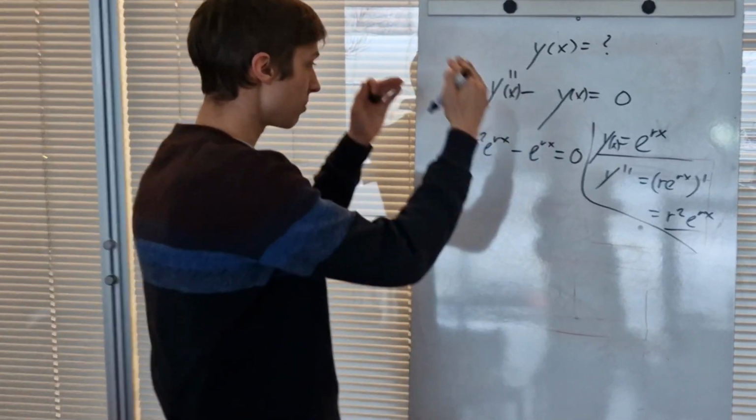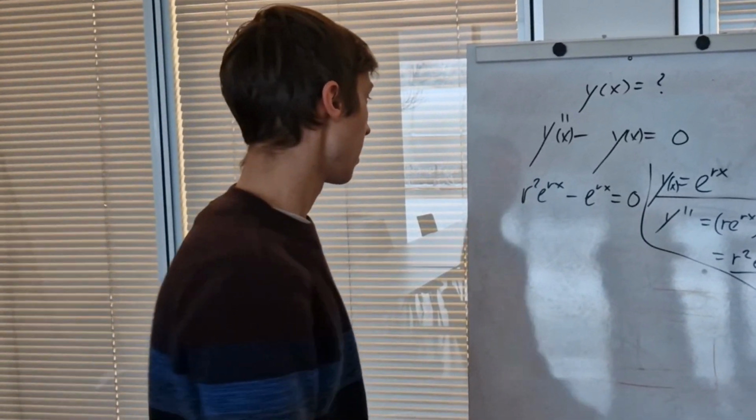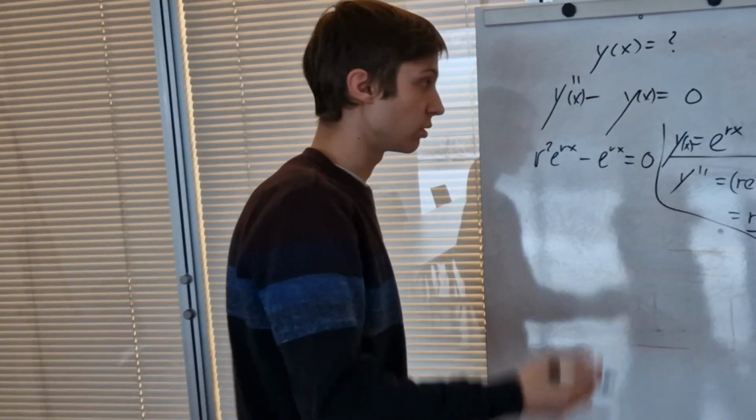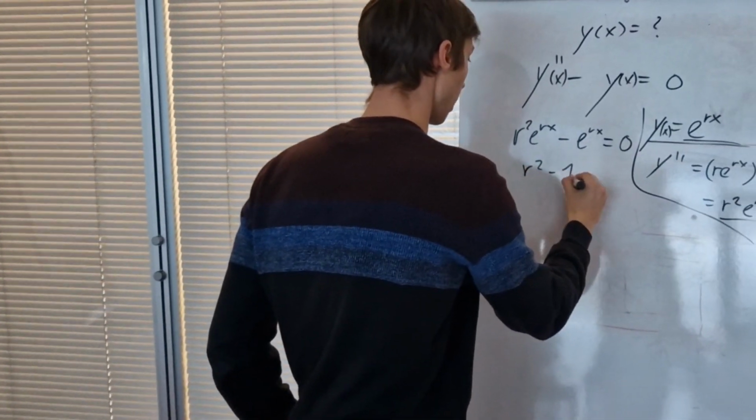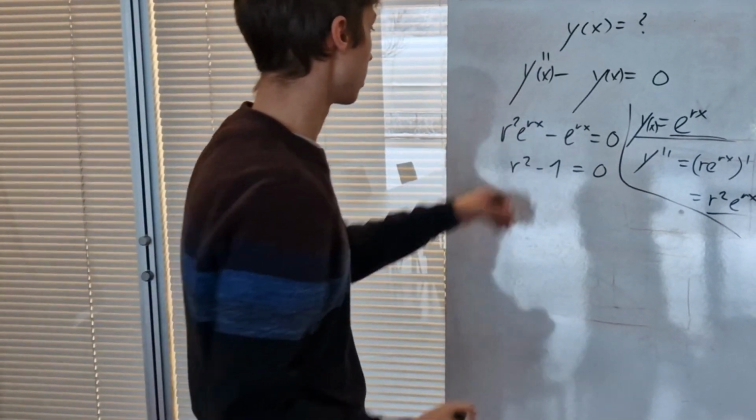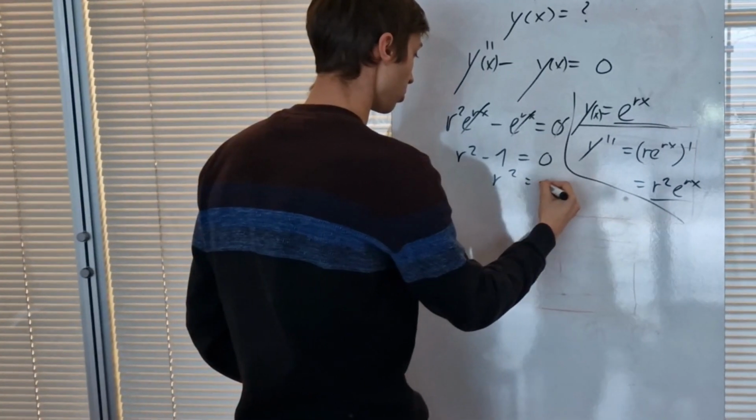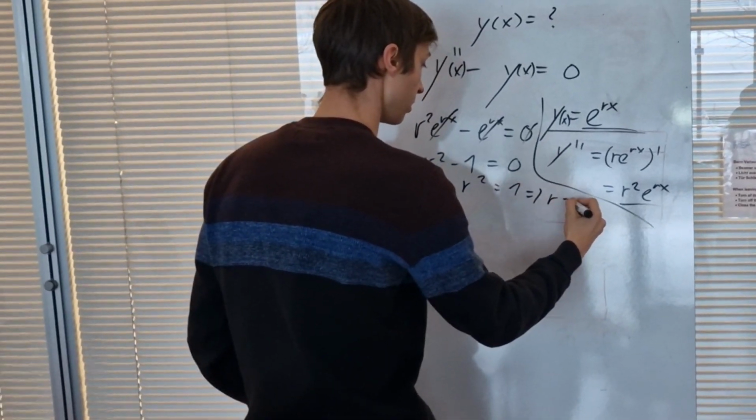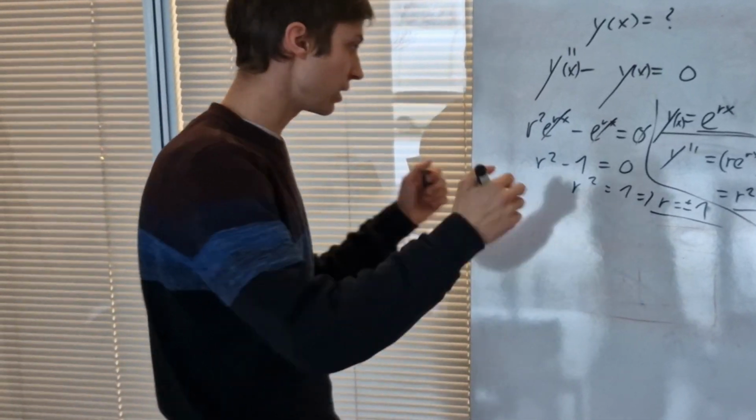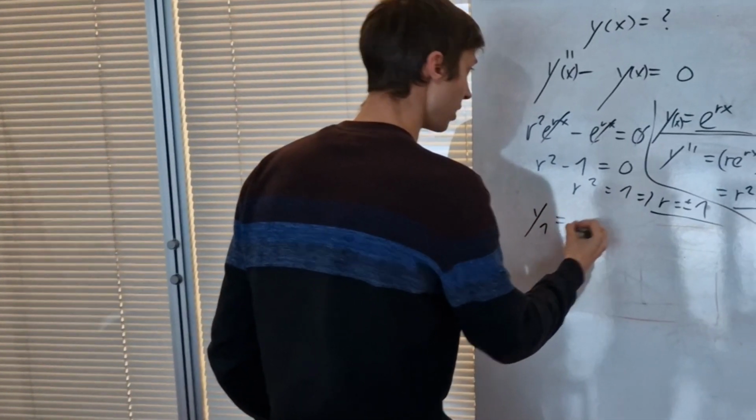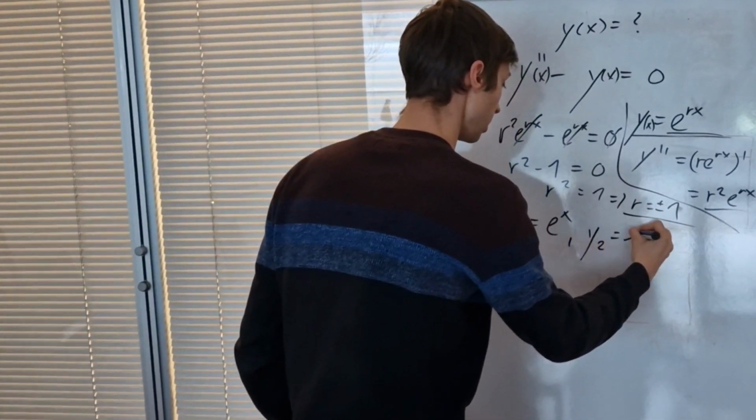And now we can divide both sides by e to rx. And this is the point of this whole method, where we will just find the value of r, so that we can then replug it back here into this expectation. So r squared minus 1 equals 0. Only thing I did is just divided e to rx on both sides. Now, r squared equals 1, r equals plus minus 1. So we have these two possible concrete solutions. y1 equals e to x, and y2 equals e to the minus x.